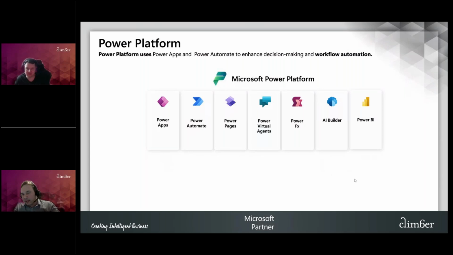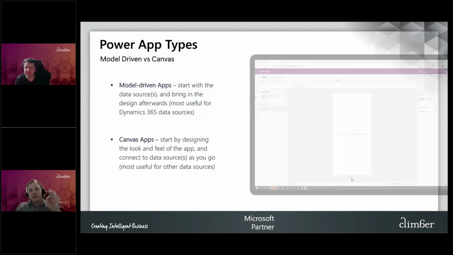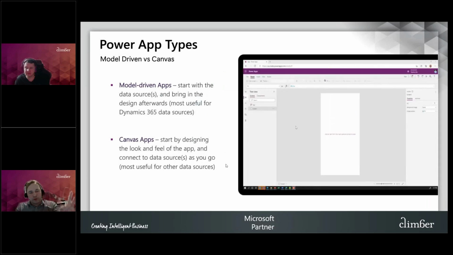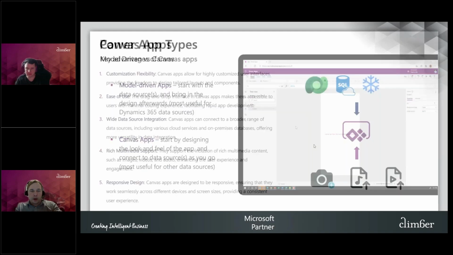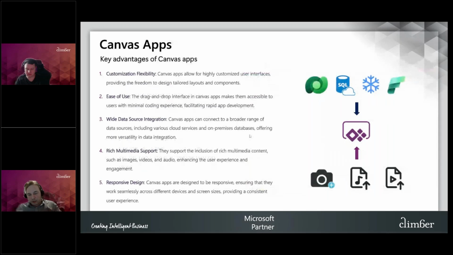Power Platform is a bunch of different tools that you can build your own applications on. There's two main types of applications: a model-driven app or a Canvas app. A Canvas app is really flexible, and it allows you to drag and drop and pull different components into an application and then put code and actions behind those components. There are some key advantages there, but we'll share these after the webinar.